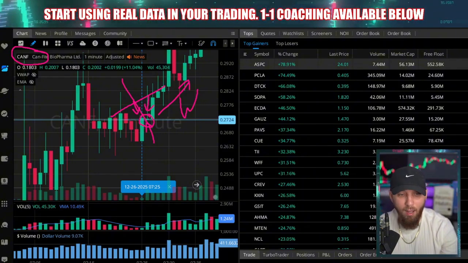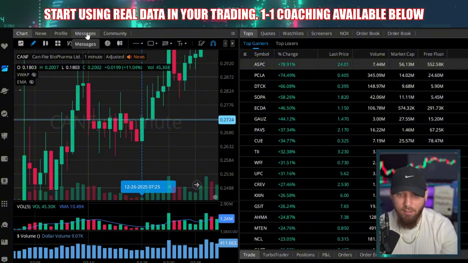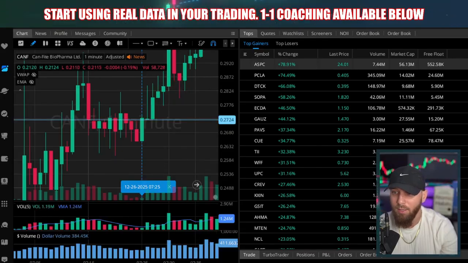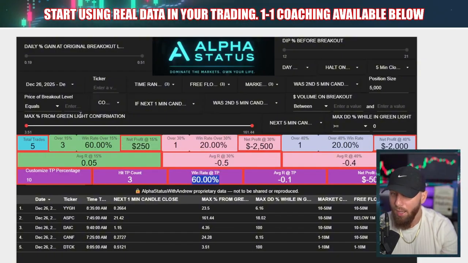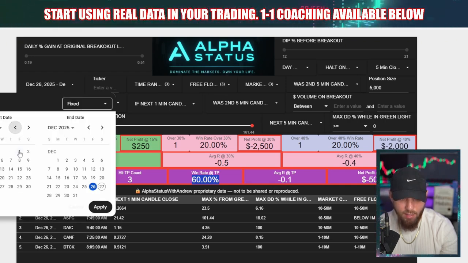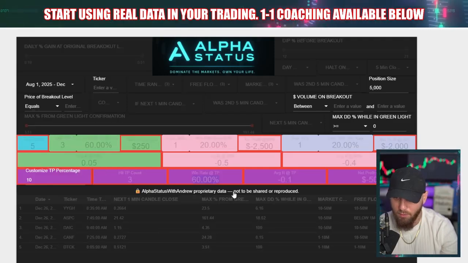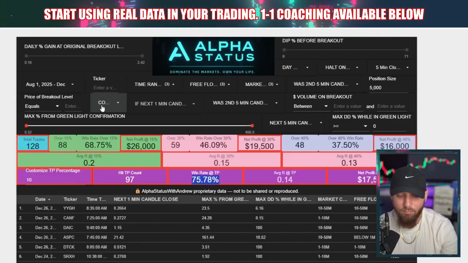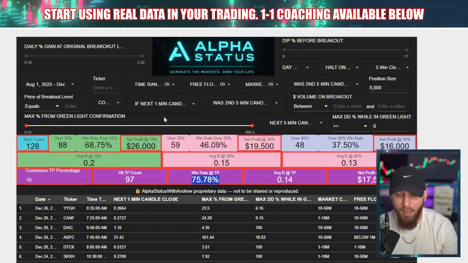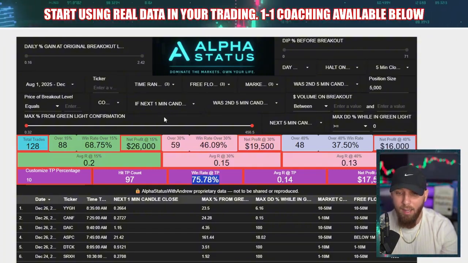And the reason why is because if we take a look at the country, go to profile, we can see that this company is from Israel. So if I go into my green light dashboard, and let's not just look at yesterday's date, but let's go all the way back to August 1st when I first started tracking this. Let it load. You can see I've tracked over 128 of these green light special breakouts with a free float below 50 million, market cap below 50 million.